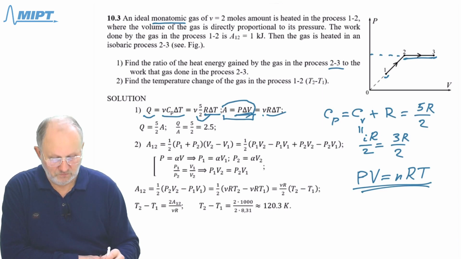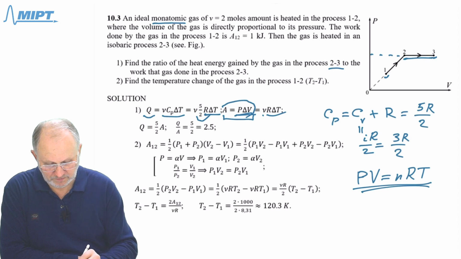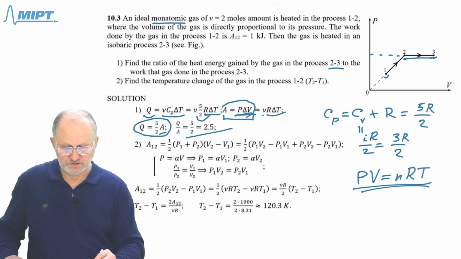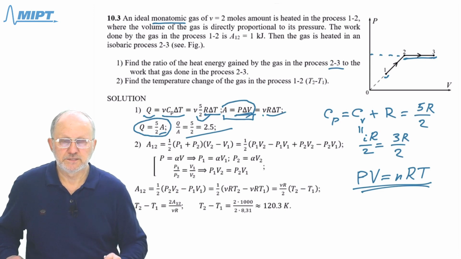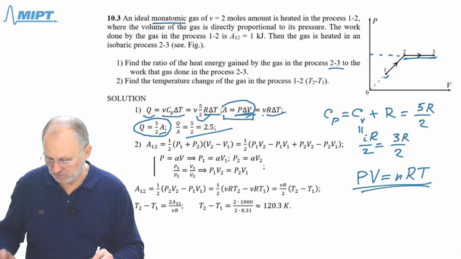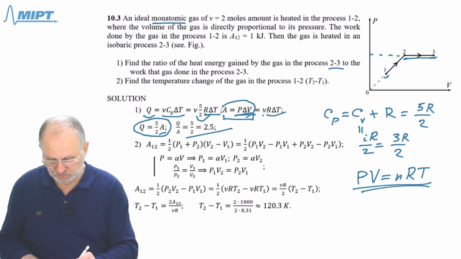So from these considerations we obtain that the heat absorbed by the gas in this process 2,3 is related to the work produced by the gas, and so we get the answer for the ratio of the heat energy and the work as 2.5. If you obtain this result in your work, that correct answer would be assessed by 4 points.